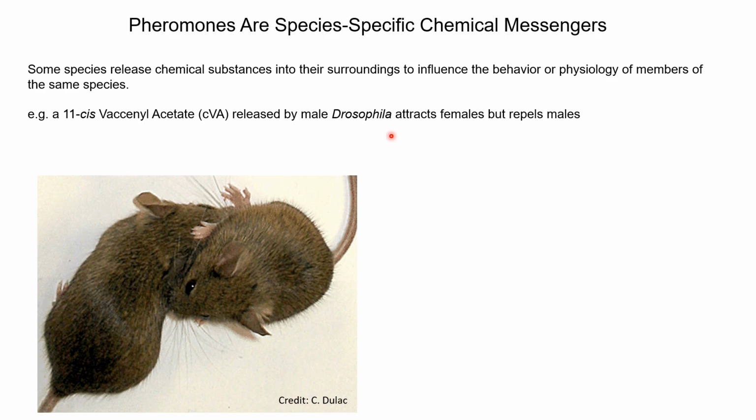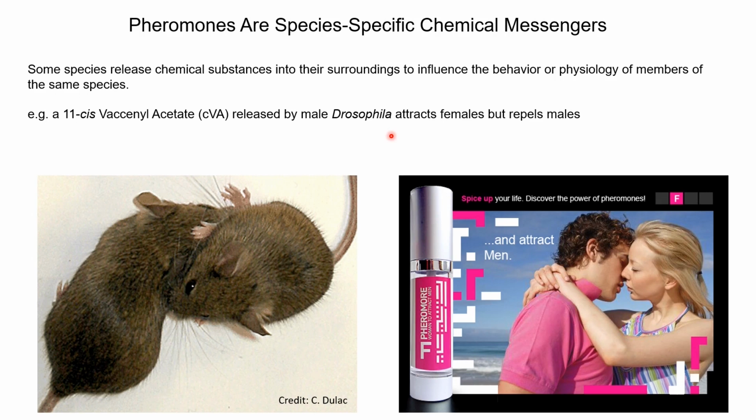Now it has been a point of debate whether humans also use pheromones. Some chemicals that are found in our sweat, for example, have been proposed as possible pheromones, but there is no consensus on whether these are actually serving as pheromones. But nevertheless, there are several products available in the market that claim to be pheromones to spice up your social life, but one must be careful before buying these kinds of products.